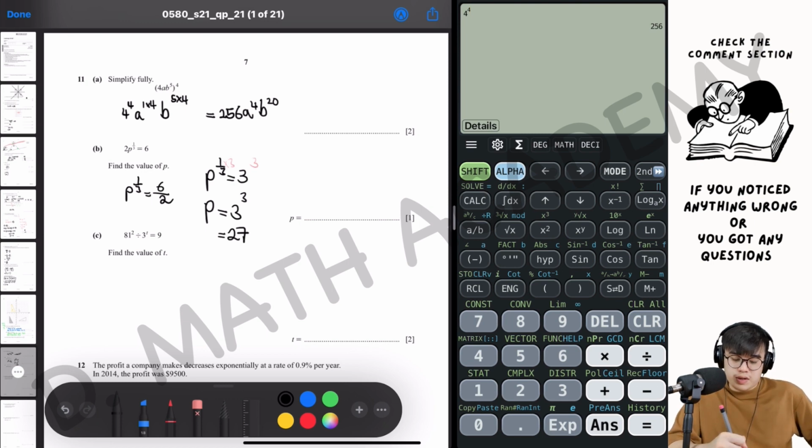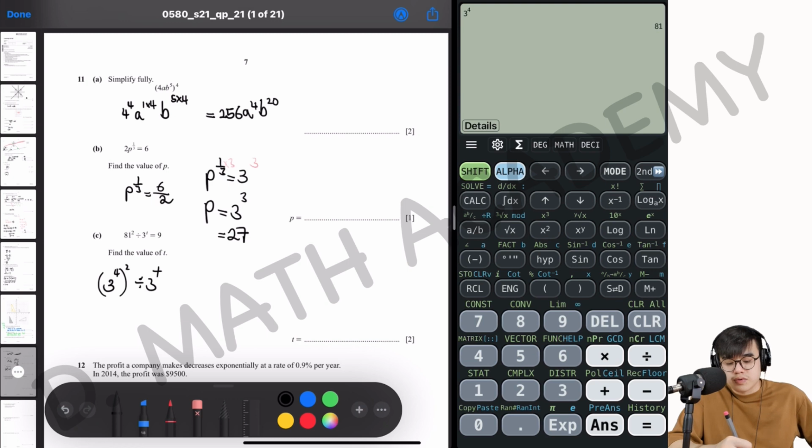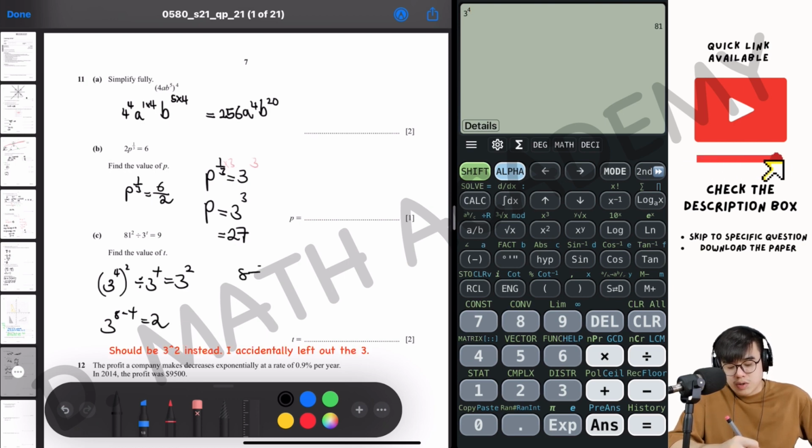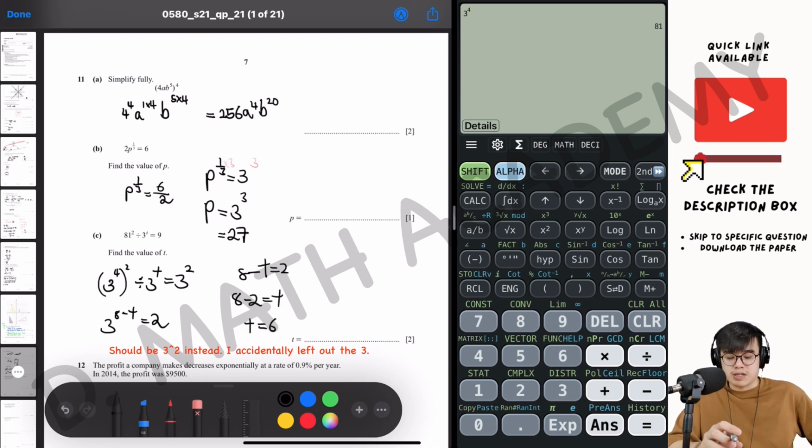As for the next one, I'll try to adjust the 81 into 3 first. So that's actually 3 to the power of 4 if not mistaken. Okay. And then dividing with 3^t equals 3^2. So I got 4 times 2 is 8 minus t equals 2. So I got my 8 minus 2 equals t as my final answer. It should be 6.